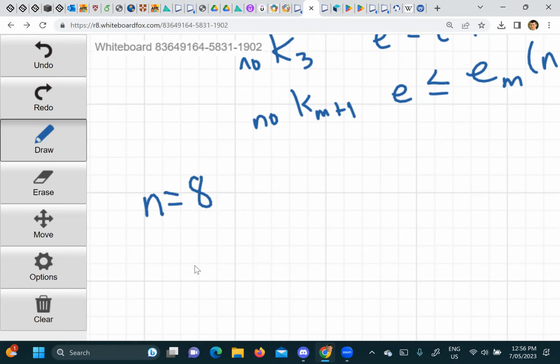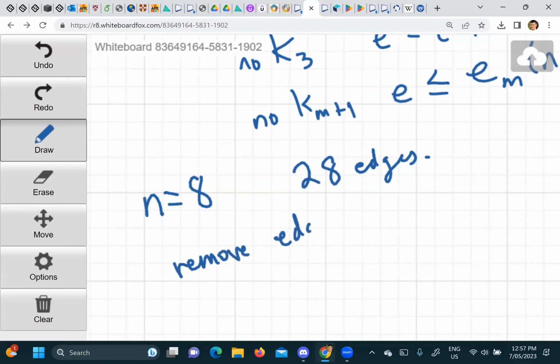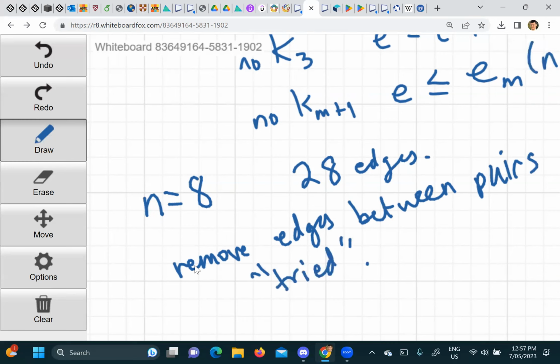So the complete graph on 8 vertices has 28 edges, 8 choose 2. What you can do is pretend you start with a complete graph, and every time you pick 2 batteries to try, you remove the edge. So you remove edges between pairs tried. That makes sense? Your strategy is to try a certain number of batteries, so you remove a certain number of edges.